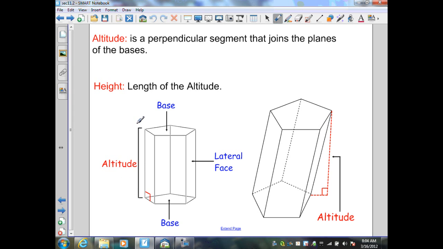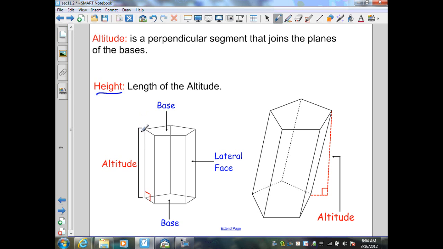The segment that is perpendicular from base to base is a lateral edge, and it's perpendicular on the interior of our diagram. This is known as the altitude. The altitude is the height of our prism.